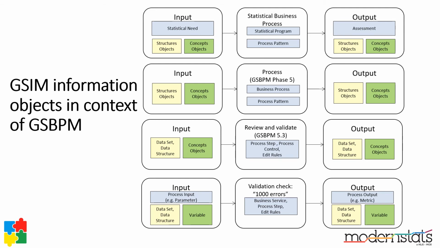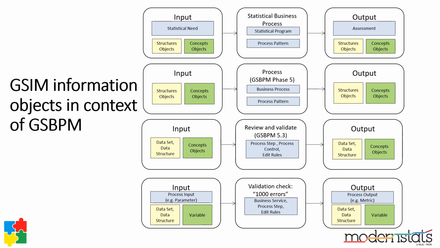And then you can do your statistical program, use process patterns which will say, this is the demographic statistics, but we can handle these information objects in the same way as for our industrial statistics. And that on your output side, you have some evaluation and assessment of how the process went, and you'll also have some new or transformed information objects, both in the structures and in the concepts group.